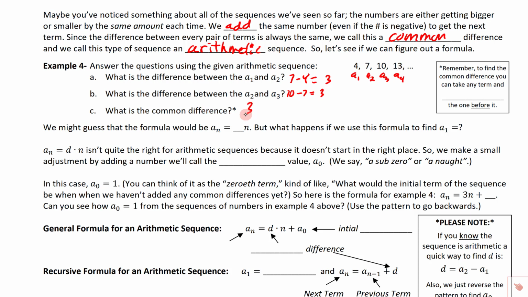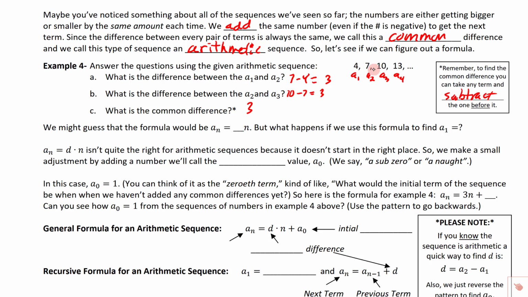Now, if you want to find the common difference on an arithmetic sequence, don't forget, we can always find that by taking any term that you want and subtracting the one before it. So I take the second one, subtract the first one, third one, subtract the second one, fourth one, subtract the third one. If I had a fifth one, I could subtract the fourth one, and that would tell me the common difference. It's got to be the same all the time because, again, we're talking common. Got to have that common difference.